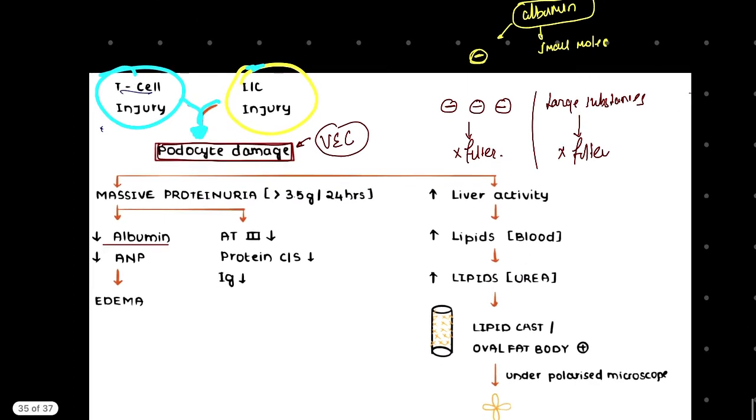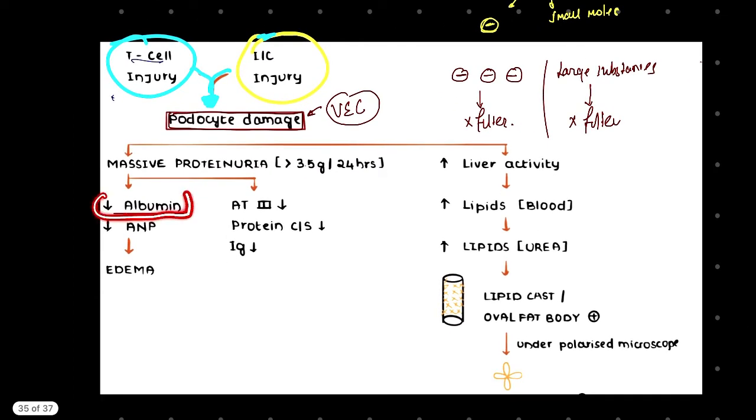Okay, now another thing. There will be the loss of albumin through our urine, and there will also be loss of another protein. And what is this protein, sir? This protein is so important for excreting our sodium and water, and that is our ANP. Now what is this ANP, sir? This is atrial natriuretic peptide.